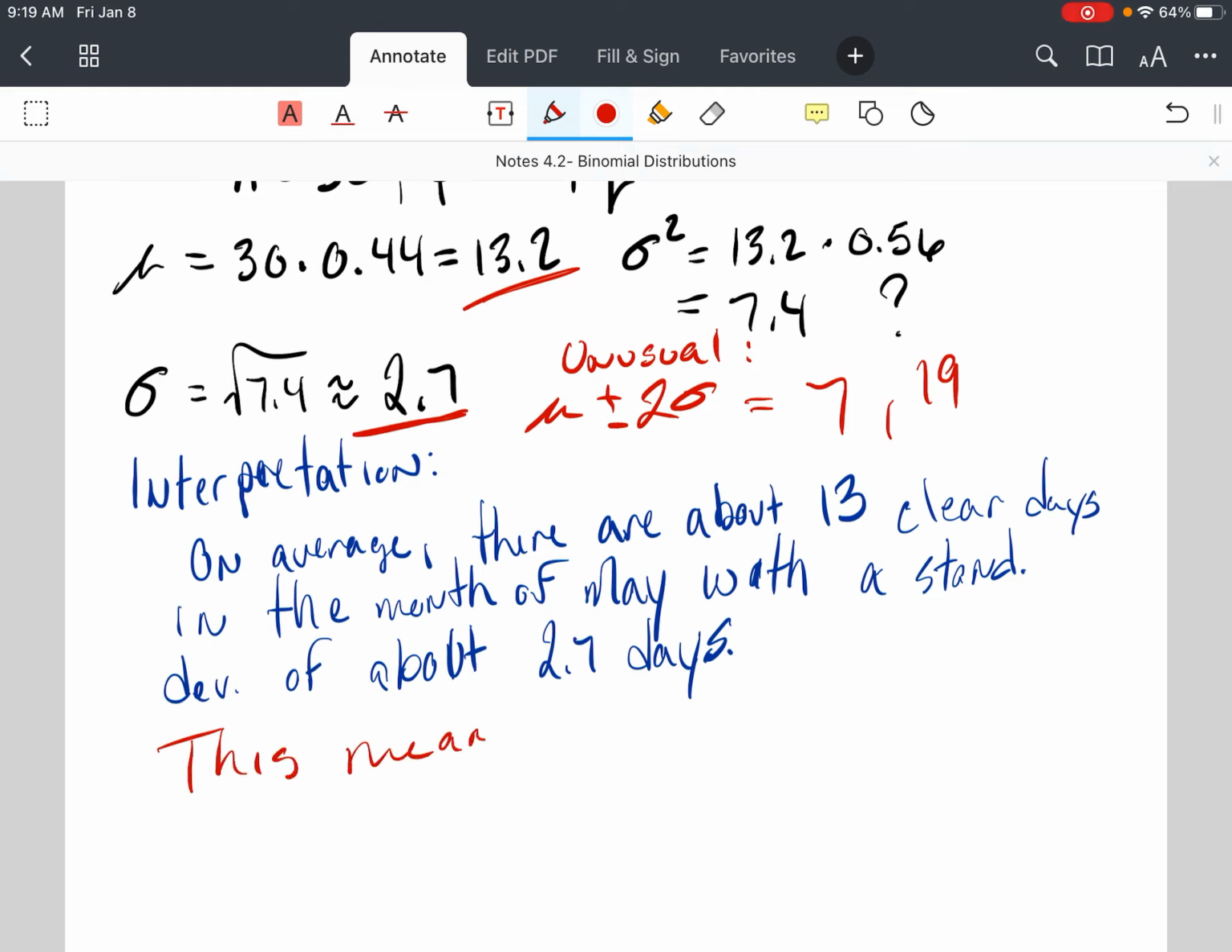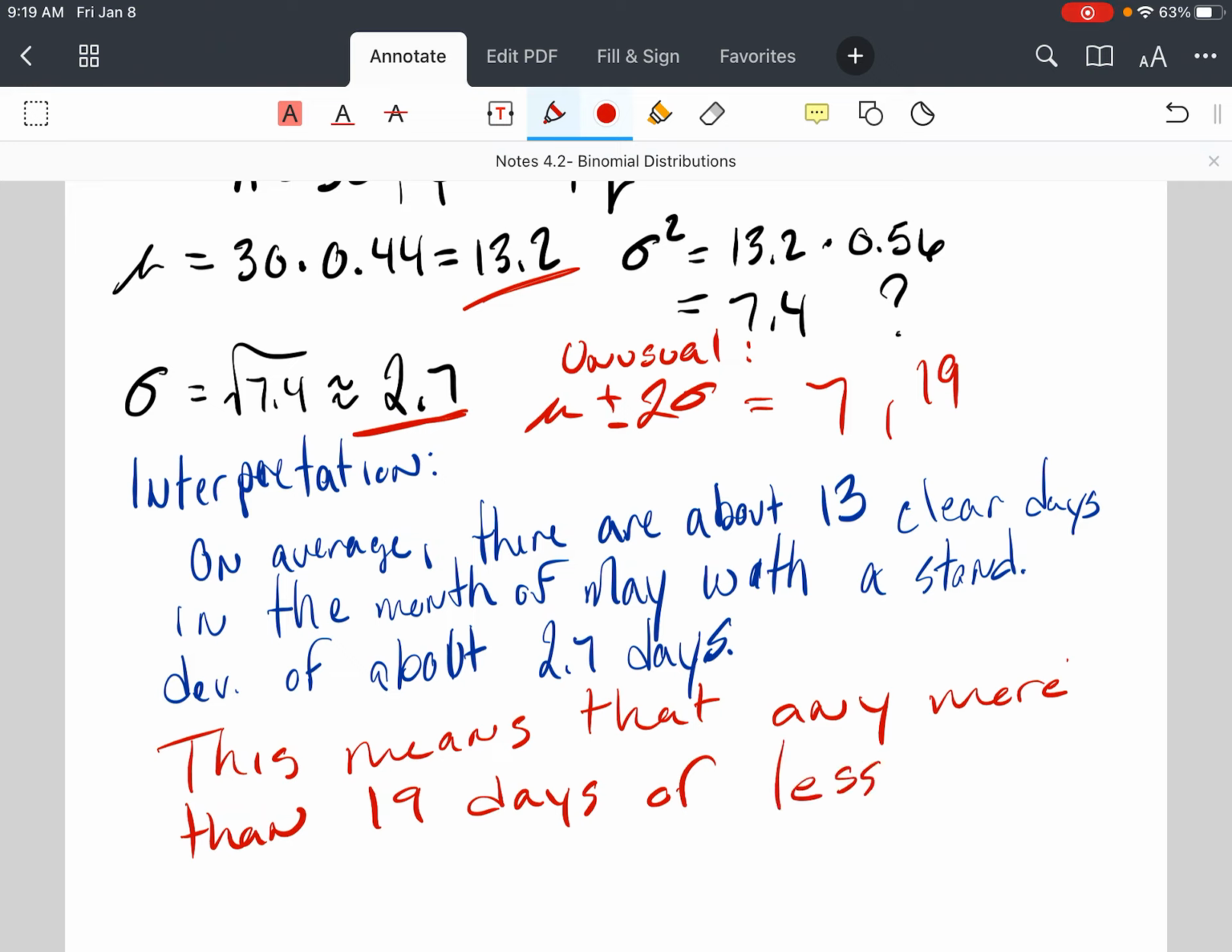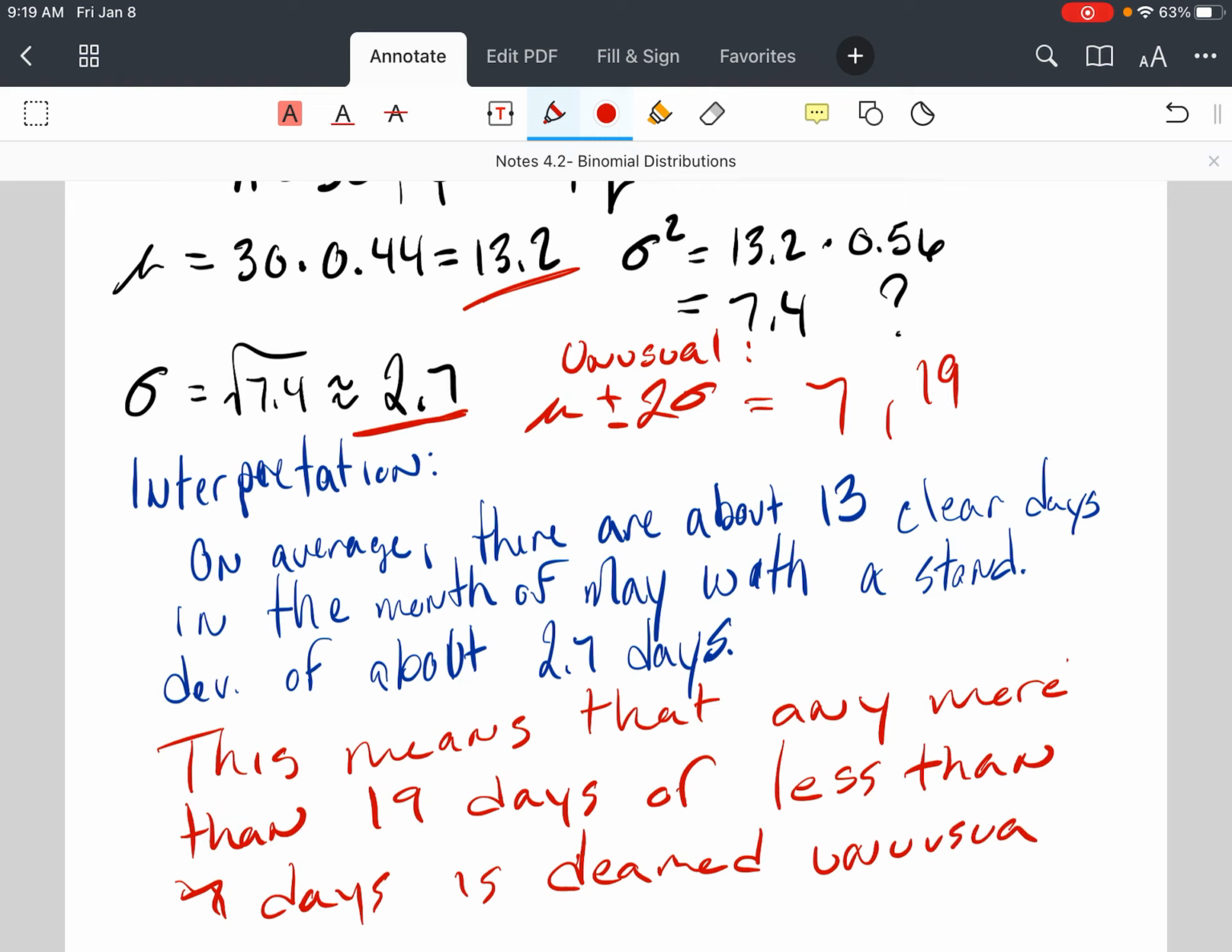All right. So this means that any more than 19 days or less than 7 days is deemed unusual. And that is all.